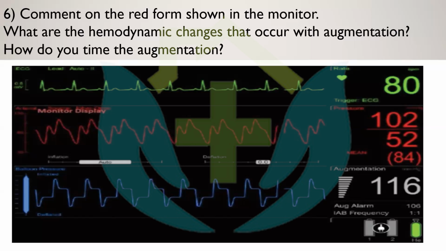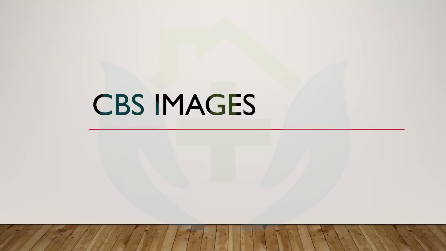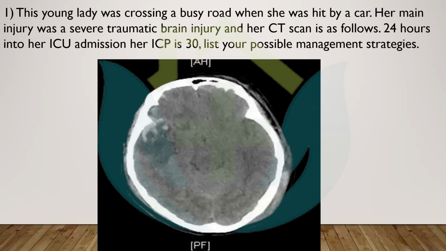Okay, done with the curves. Next, images. Your time starts now. This is the first one. The lady was crossing a busy road when she was hit by a car. Her main injuries were severe traumatic brain injuries. We were asking, ICP 30, list your possible management strategies.